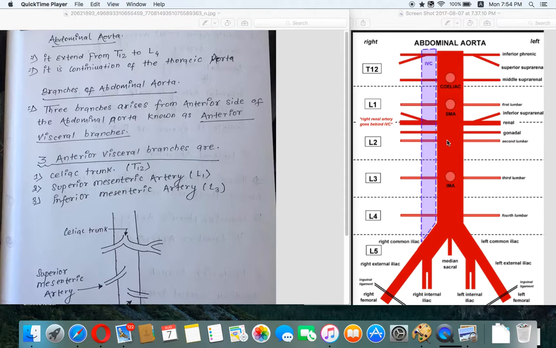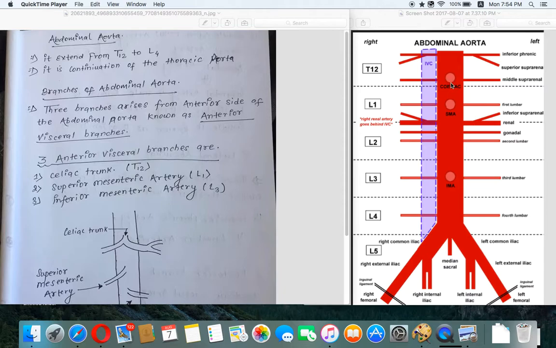Visceral means related to organs, that is the spleen, liver, kidneys, such things. So here we came to know that there are three anterior visceral branches. The very first one is the celiac trunk, which lies at level T12. Here we have the celiac trunk.